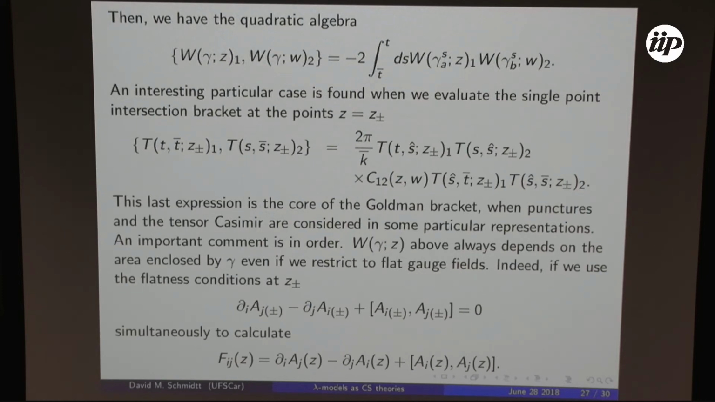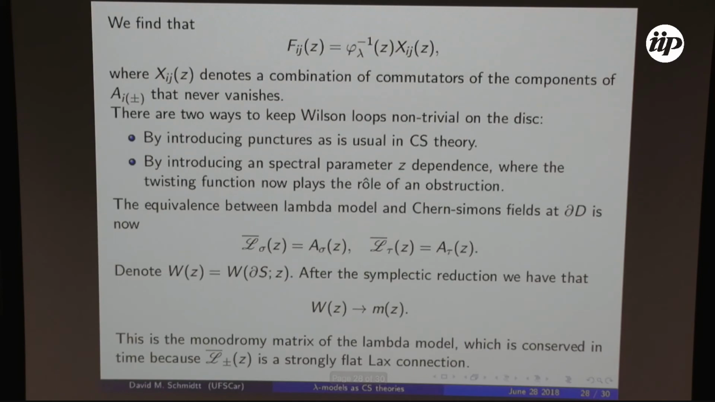There is something interesting here because we are working in the disk. People might say, if you're working on the disk and you don't have any obstructions, all Wilson loops will be trivial. But this Z-dependent Wilson loop always depends on the area. We can show that if we impose the simplicity reduction of the theories on the two points simultaneously and compute the curve that depends on Z, which is required in the formulation of the non-abelian Stokes theorem, we find this answer.